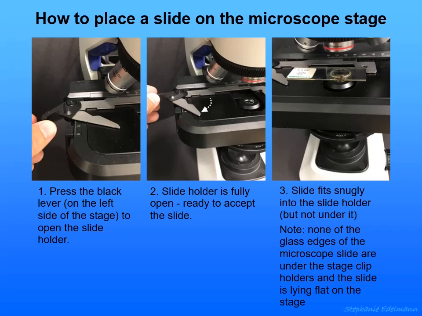This slide shows you a close-up of the slide holder. To insert a slide into a holder, press the black lever on the side, on the left side of the stage, to open the slide holder. When it's fully open, it's ready to accept the slide. Put the slide in there and make sure that it's flush against all the sides. There's a little spring in the lever that will hold it in place. Note that none of the glass edges of the microscope slide should be under the stage clip. If any parts are under the slide, then either the slide holder or the slide itself can break.